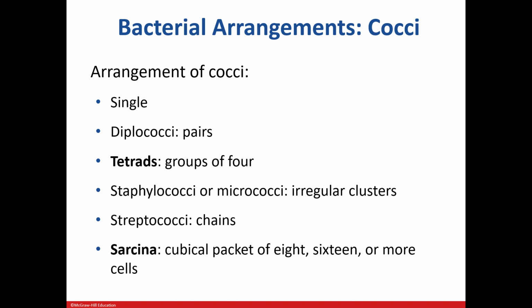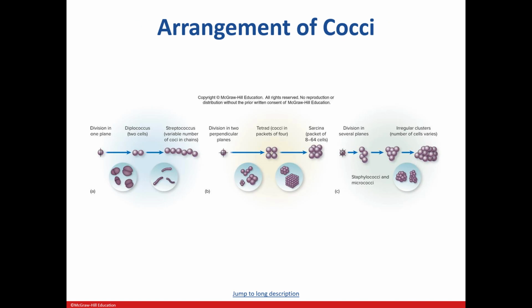In addition to the shapes, there are also different arrangements that bacteria can take on. They can be single, diplo, which means in pairs. They can be in groups of 4 or clustered like grapes, which would be a staph arrangement. They can be in a strepto arrangement, which resembles pearls on a string, or like a cube. The arrangement of the cocci-shaped bacteria comes from what types of planes they divide in.